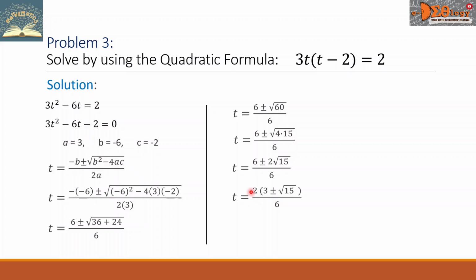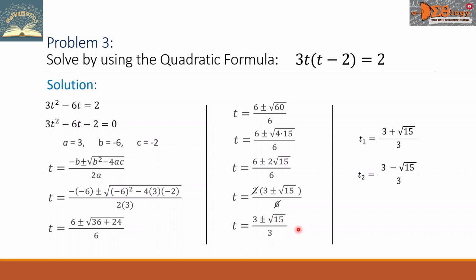We can now cancel the number 2 with the number 6. 2 becomes 1 while 6 becomes 3. So 3 plus or minus the square root of 15 all over 3. At this point, we can now split the values for t, one using the plus, the other using the minus. So t sub 1 equals 3 plus square root of 15 all over 3. T sub 2 equals 3 minus the square root of 15 all over 3.